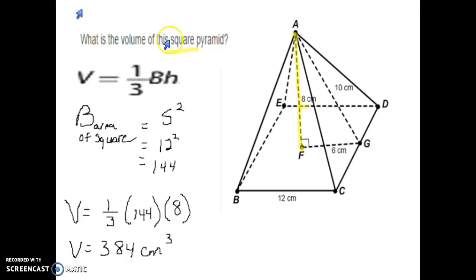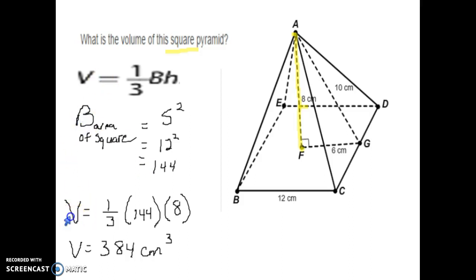Our next one, they want the volume of a square pyramid. And they've given you a little extra information here. So we've got our formula. The area of our base, if it's a square, is simply going to be the side squared, because remember, the length and width are the same for a square. So 12 squared is going to give us 144 for the area of our base.